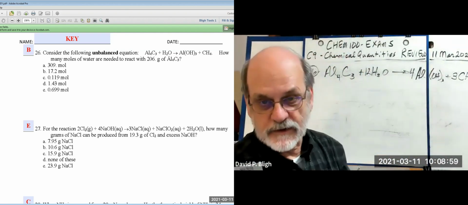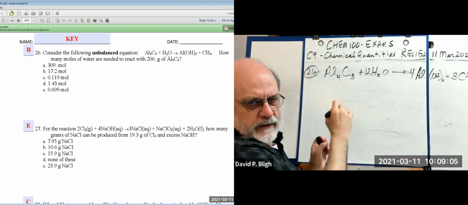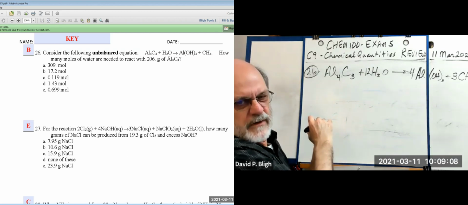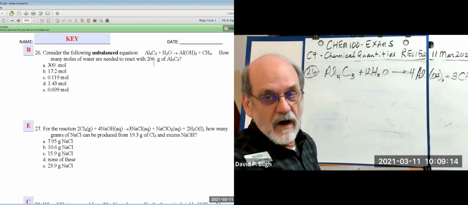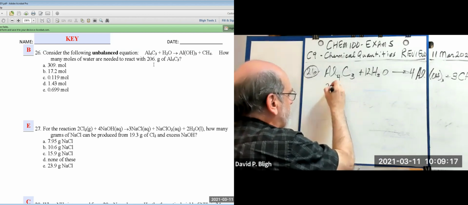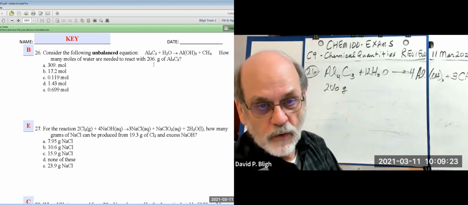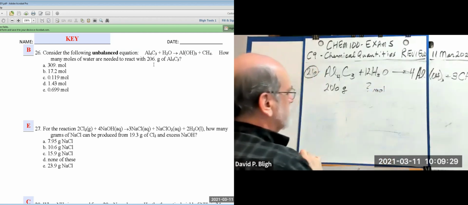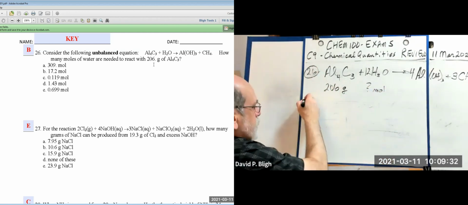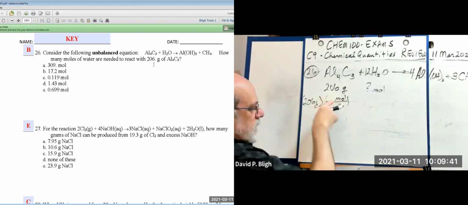Now we can get to the question. 206 grams of aluminum carbide. You really don't need that decimal, right? That's a non-zero number. All of them are significant. Okay. And how many moles of water are needed? So we need moles here. So we need a molar mass for this one. Right? Grams, moles. So the grams cancel, leaves us with moles.